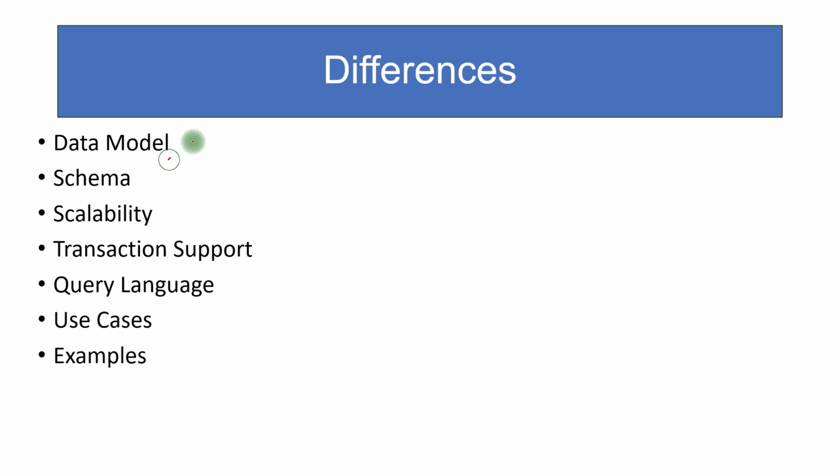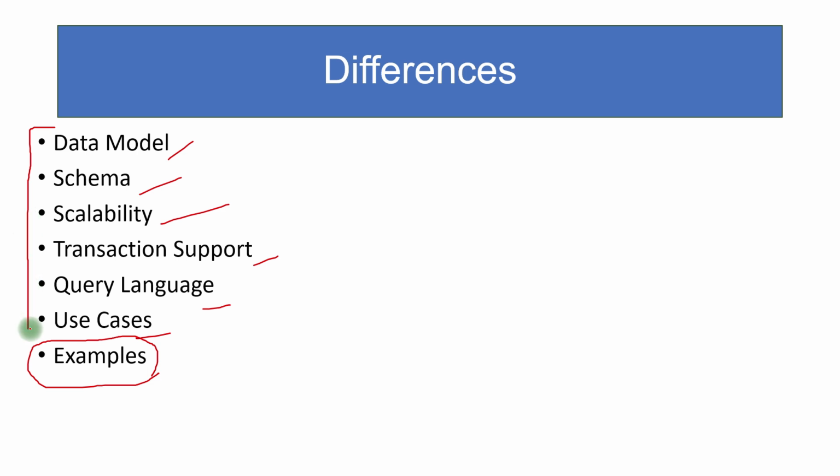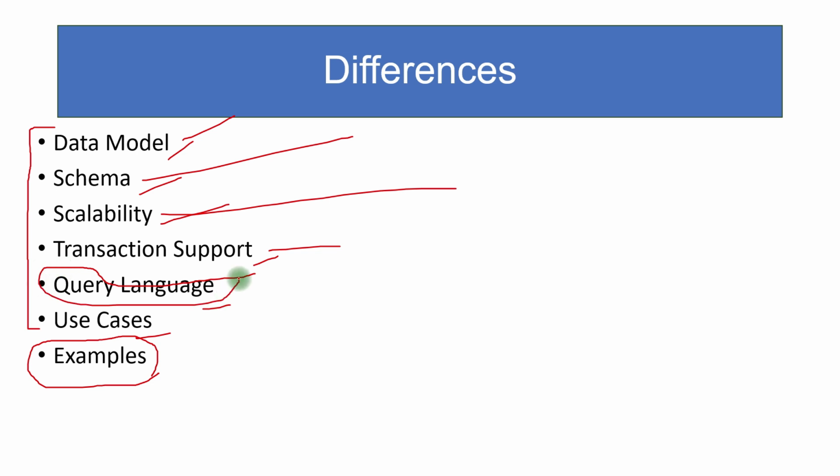So first difference: data model, schema, scalability, transaction support, query language, use cases, and what are the different examples like the providers. The reason for putting this under a category is that whenever we are evaluating any database, these are the basic characteristics we should look for: what data model it provides, what schema it provides, what scalability options are available, whether transactions are supported or not, what kind of query language I can use to put the data and query the data, and what use cases this database is going to support for us. So under these points we are going to understand the difference in very detail.